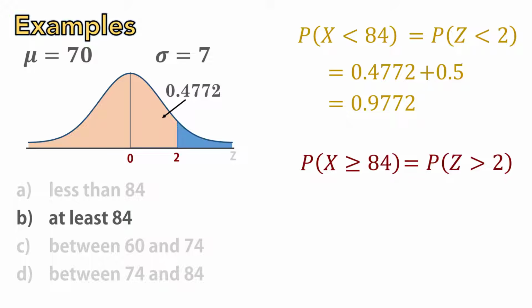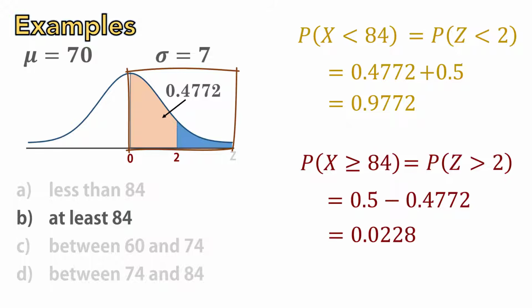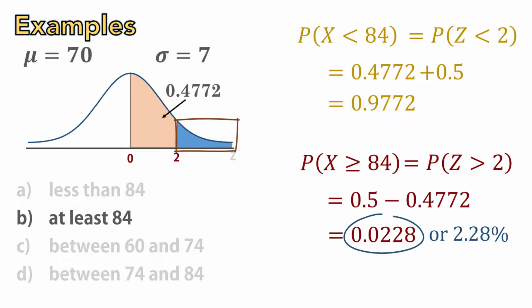And one way to find this greater than probability is to subtract the less than probability from 1. If we don't have the less than area, since the area above the mean is 0.5, we can do 0.5 minus 0.4772 to obtain 0.0228.